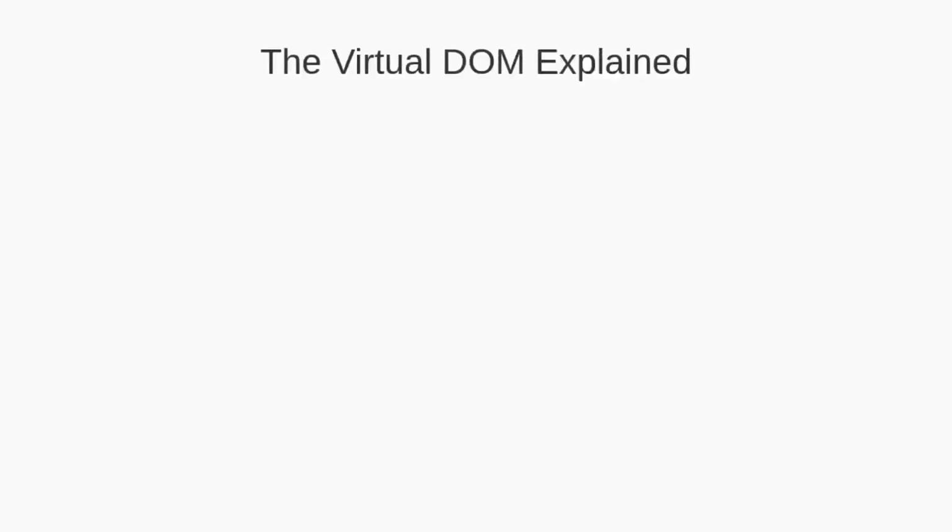Have you ever wondered why modern web applications feel so smooth, even when thousands of pieces of data are changing every second? The secret isn't just faster internet or more RAM, it is a clever architectural trick called the virtual DOM. In the early days of the web, every time you wanted to update a single piece of text on a page, the browser had to do a massive amount of work.